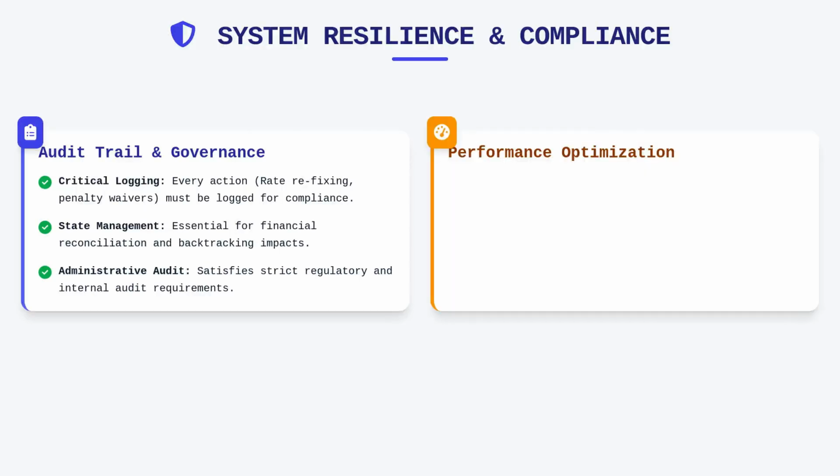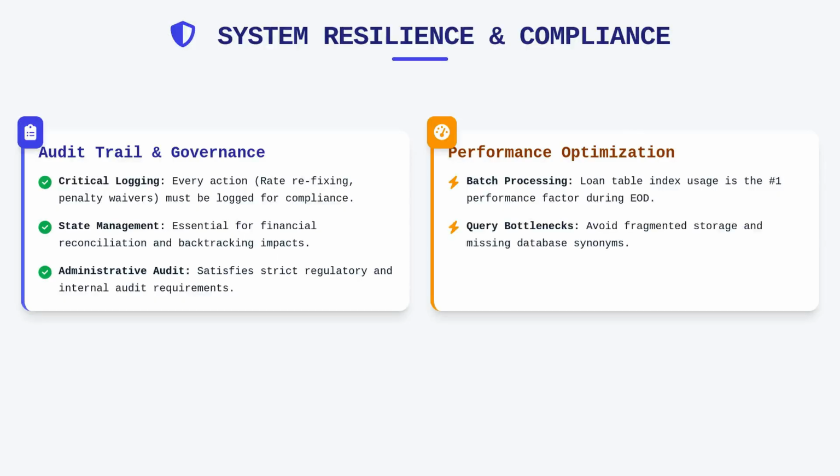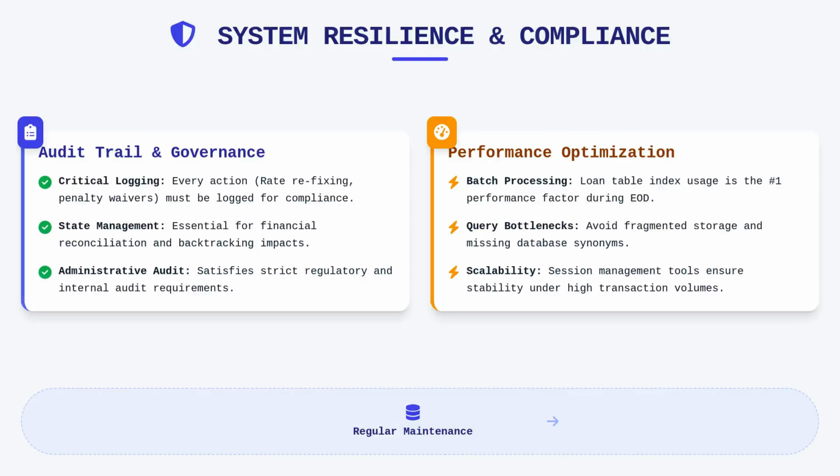When we look at performance tuning, especially during the end-of-day batch processing, the index usage on loan tables becomes the most critical performance factor. We often find that poorly optimized queries during interest accrual are the result of fragmented data storage or missing synonyms within the database structure. Proper management of these database entities alongside regular maintenance of the system's session management tools ensures that your lending operations remain robust even under high transaction volume. We build these systems to be resilient, and that resilience starts with the correct configuration of these foundational settings.